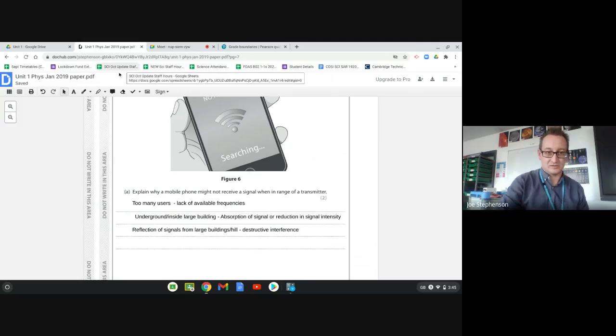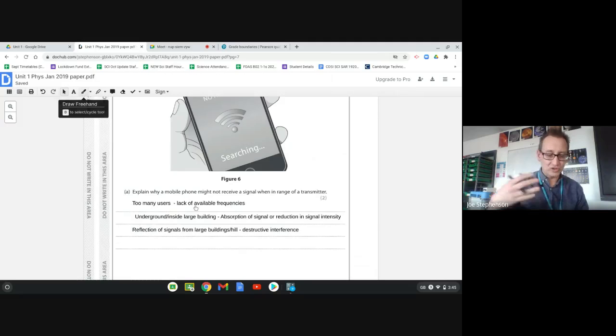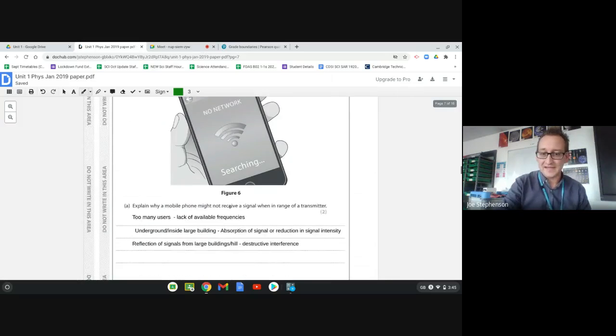So let's just have a look at the mark scheme with that one and try and make sure you understand each one. The key thing here is just explaining. So you're stating here too many users, so there's a problem, and then how that impacts upon it. So there's a lack of available frequencies at which you can actually attach to that network.